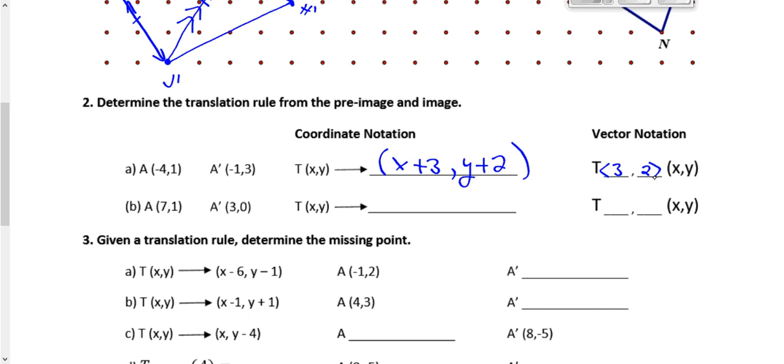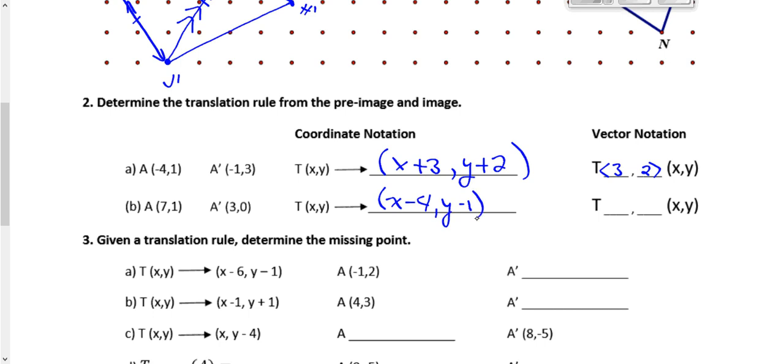Okay. How about the second one there? We go from A to A prime. So it would be X, Y maps to what? X minus 4, is that what you said? Sometimes it's hard to hear you. And Y minus 1.